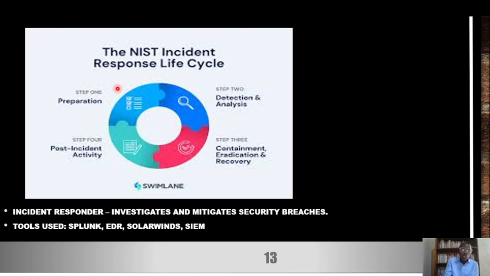We also have the containment, which is step three. Once the incident has been identified, the next step is to contain the damage. It involves stopping the attack from spreading and limiting further harm. For example, the incident responder might isolate affected systems or block malicious IP addresses. Then we move to the eradication, which is part of step three. After containment, the responder works to remove the threat from the environment completely. It might involve removing the malware, patching the vulnerabilities, or even eliminating unauthorized access.